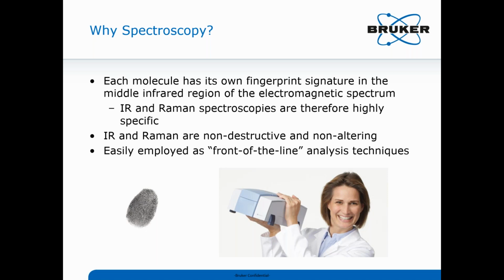The other issue is whether the technique that you might employ is a destructive or altering technique. So FTIR and Raman are non-destructive and non-altering. So they're what we call front of the line analysis techniques. And you can see one of my colleagues there holding the Alpha. The bench space sometimes is an issue when building out your lab. So these spectrometers don't necessarily have to take up a lot of room in your lab.